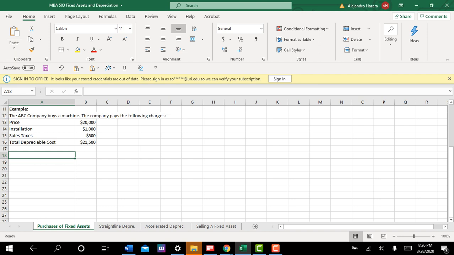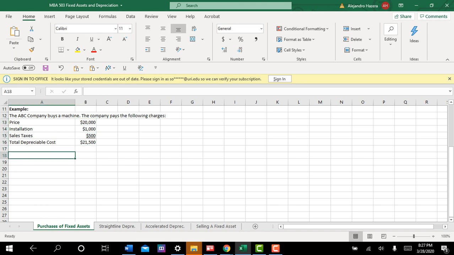Now, like I've been repeating and repeating, the important aspect of including such things as installation and sales taxes is that they will now be depreciated along with the price of the asset. So all these become part of the cost of the asset. They're capitalized. When we use the word capitalized, that means they become part of the cost of an asset that is subsequently written off over many years.